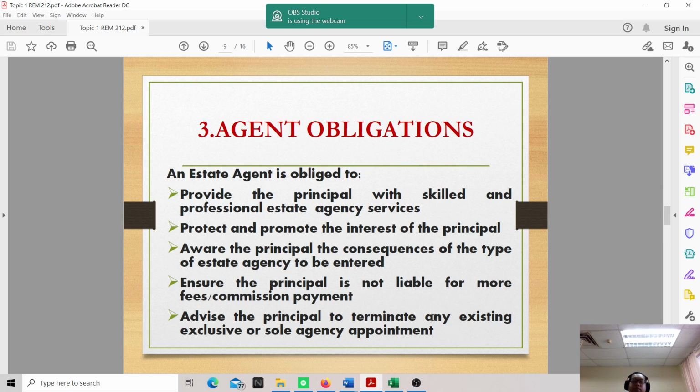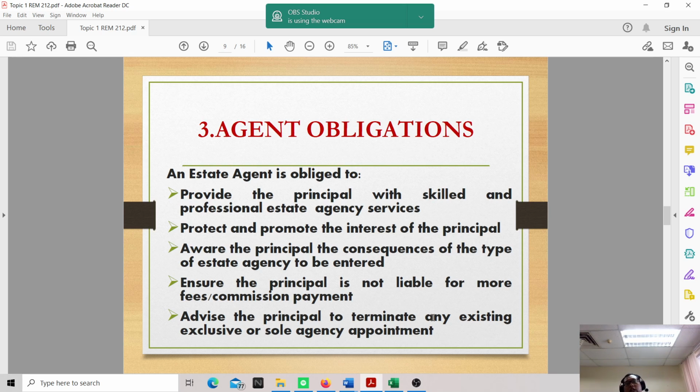So the last one for today is for you to look at some of the obligations. Of course, for an estate agent, you are obliged to provide the principal with skilled and professional estate agency services. You are needed to promote and protect the interest of the principal. So of course, if the principal says to you, oh, I want to sell my house at 300,000 ringgit, you will try and honor the principal's request.